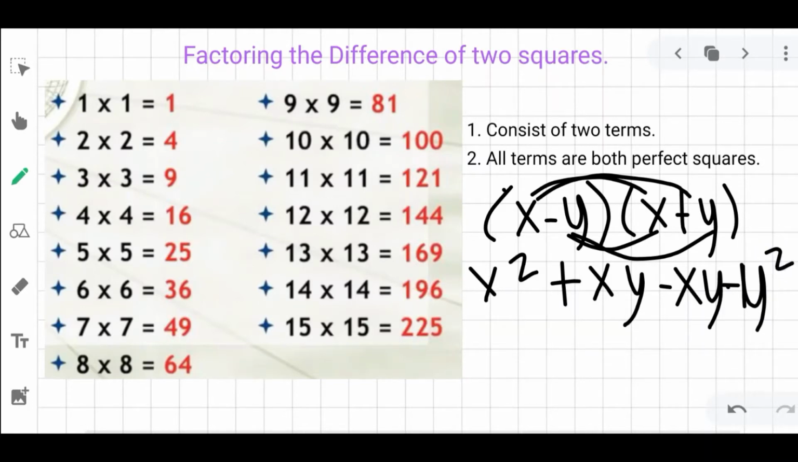Okay, combine like terms. Bring down x squared. Positive xy minus xy is 0. Different sign, then magsusubtract tayo. Bring down negative y squared. x squared minus y squared is an example ng equation na pwede natin gamitan ng factoring using difference of two squares. Why? Because it consists of two terms, x squared and negative y squared, and all terms are both perfect squares. x squared has an exponent that is a multiple of 2, the same thing as y squared.